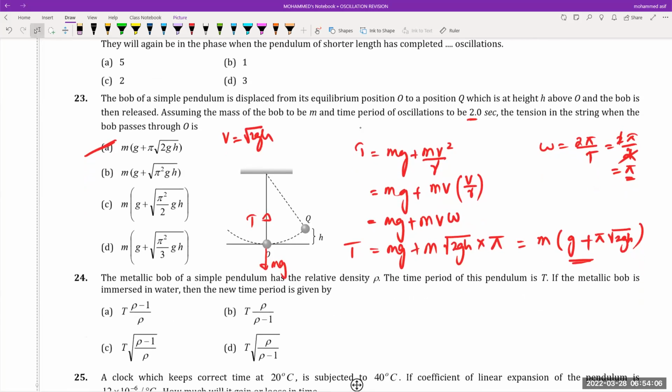हाँ वही लगाना है सेंट्रीपिटल फोर्स, इसलिए तो अपने को mv स्क्वायर बाय r आ रहा है लोएस्ट पोजीशन पे.